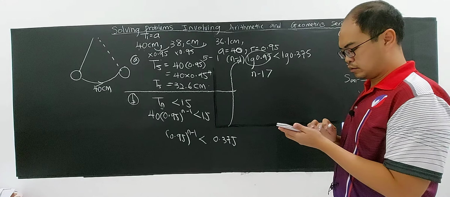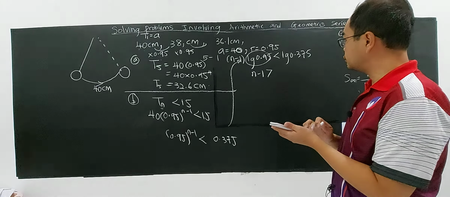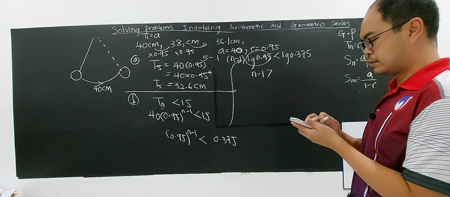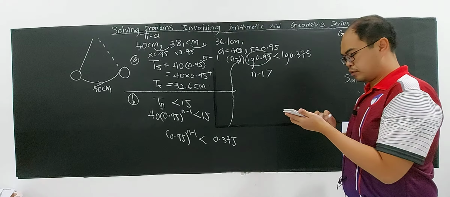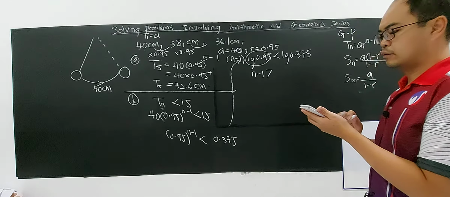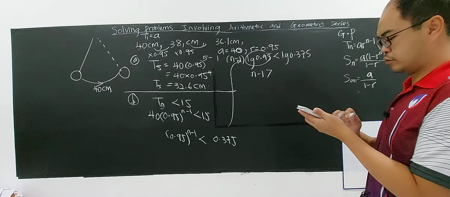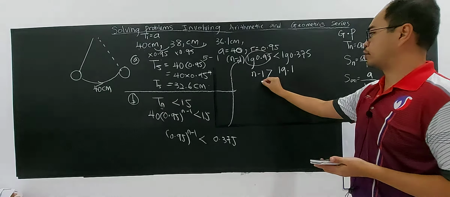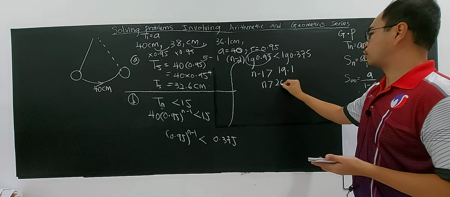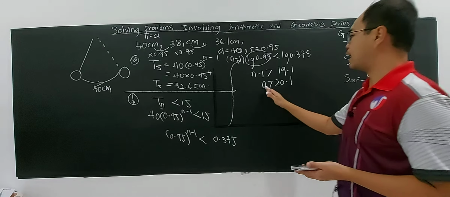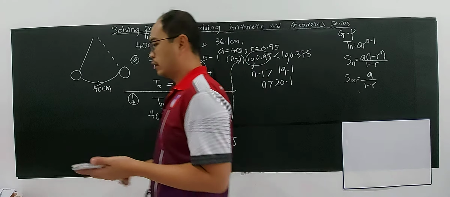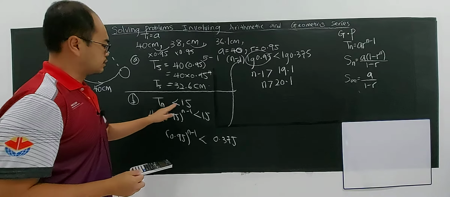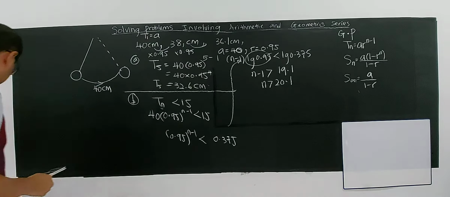So you have log base 10 of 0.375 divided by log base 10 of 0.95. You have around 19.1, right? So n is greater than 20.1. It means after n greater than 20.1, the swing will start to be less than 15 cm.